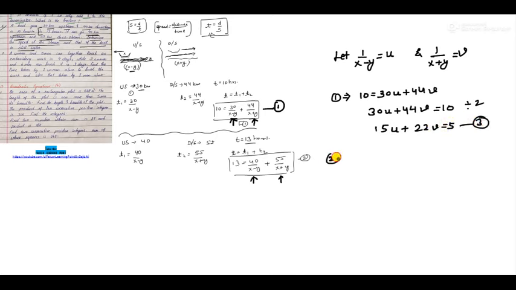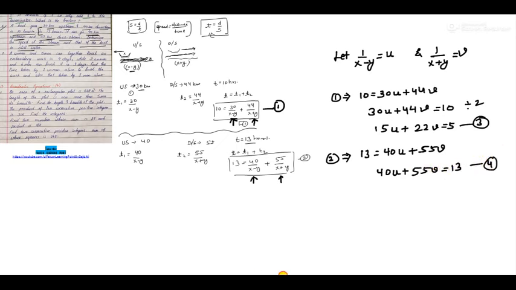Now again equation 2, similarly it becomes 13 equals 40u plus 55v. We can write this as 40u plus 55v equals 13. This is equation number 4.